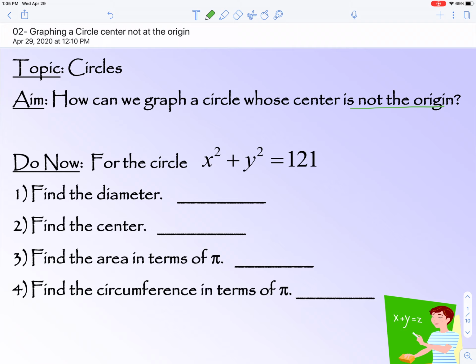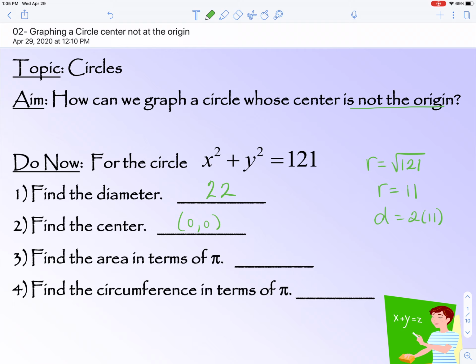To find the diameter, I'll first find the radius, which is the square root of 121. So the radius is 11. Diameter is going to be 2 times that, so 22. The center again is 0, 0. That's all we covered yesterday.